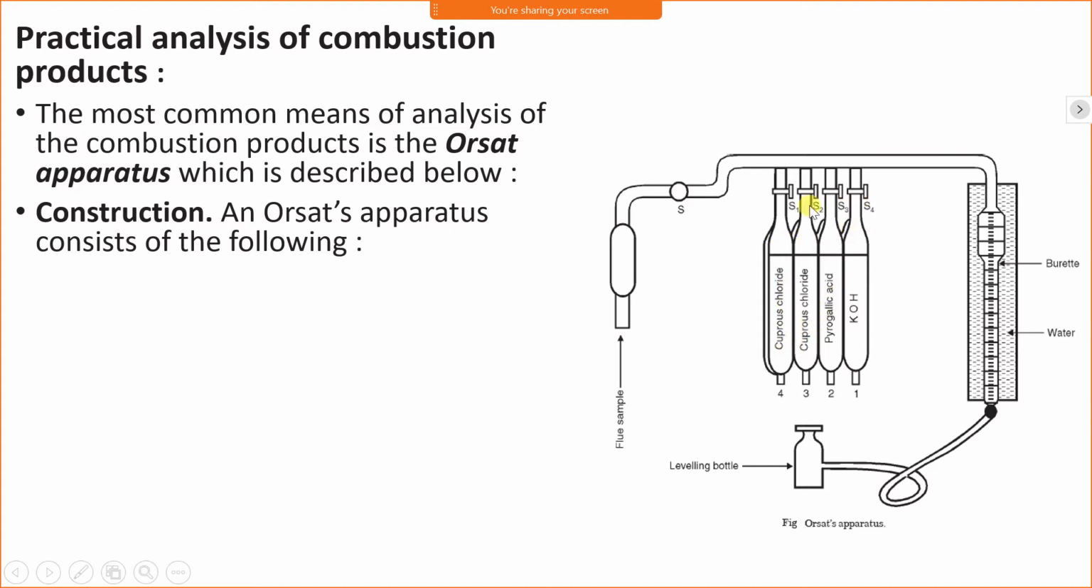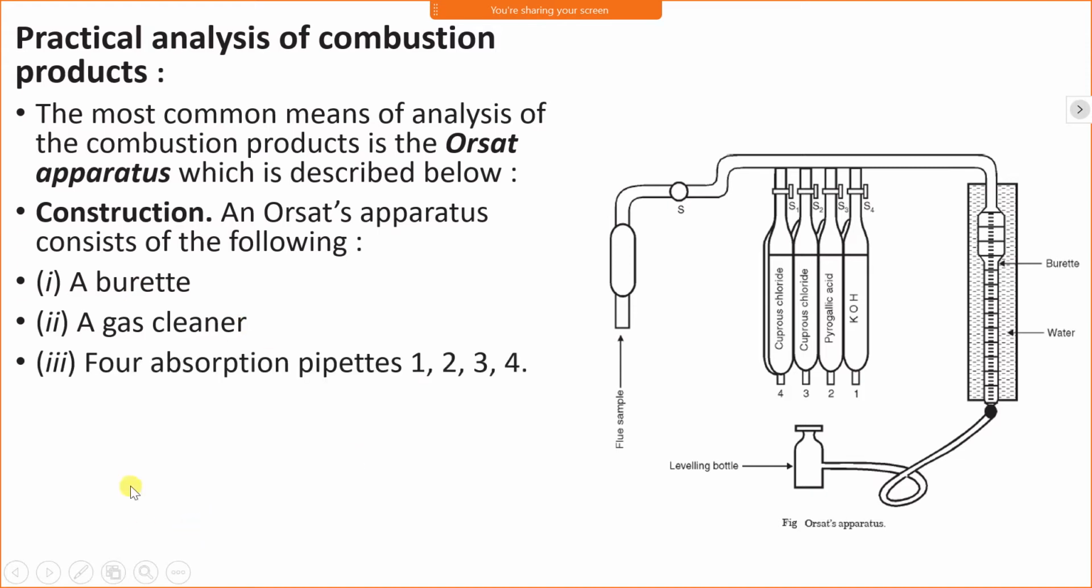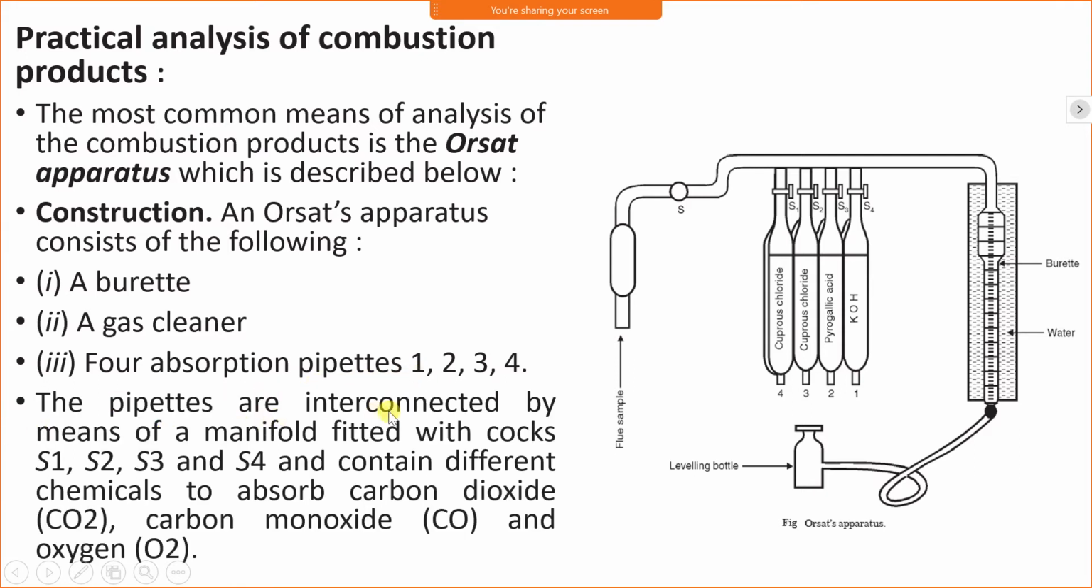All pipettes are connected with a cock, or we can say valve, to open and close the particular pipette. Then this pipe is connected with the valve. The Orsat apparatus consists of a burette, a gas cleaner, 4 absorption pipettes, that is 1, 2, 3, 4. The pipettes are interconnected by means of a manifold fitted with cocks S1, S2, S3, S4.